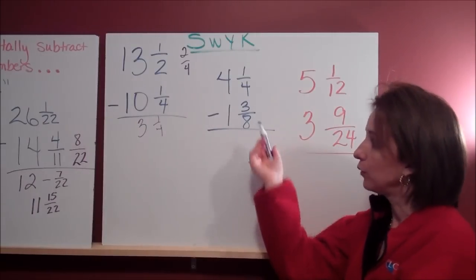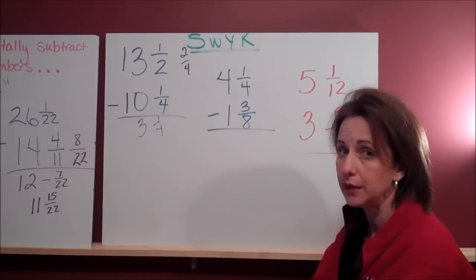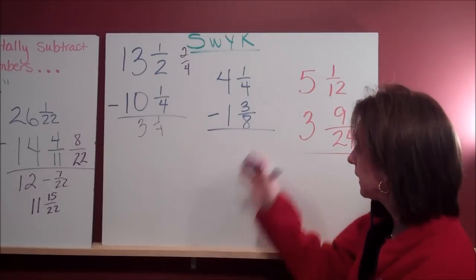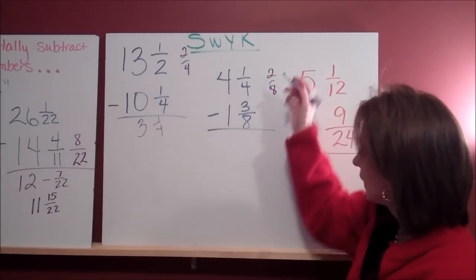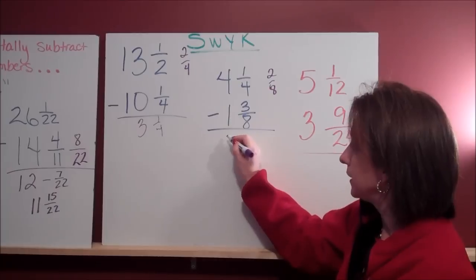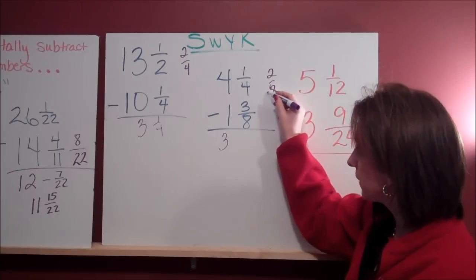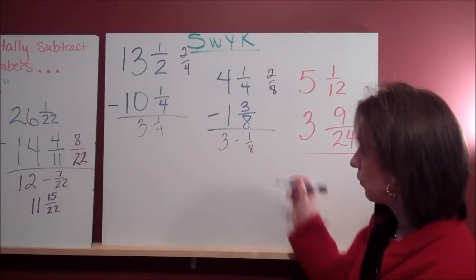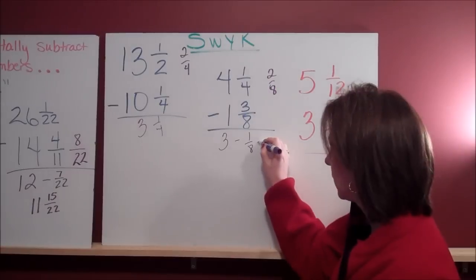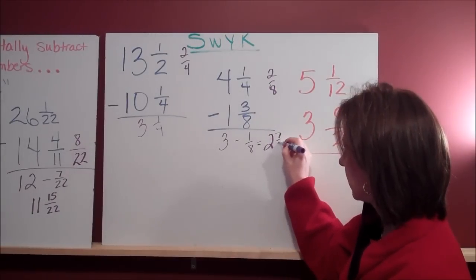So now we're at 4 and 1/4 minus 1 and 3/8. We rename our denominator and this becomes 4 and 2/8. Well, 4 minus 1 is 3. And 2/8 minus 3/8 means I still owe you 1/8. And 3 minus 1/8 is 2 and 7/8.